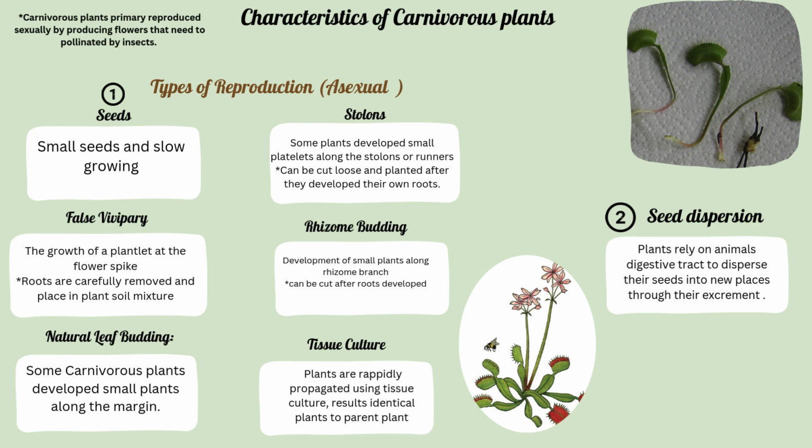Tissue culture. Plants are rapidly propagated. Using tissue culture results in plants identical to the parent plant. Seed dispersion. Plants rely on animals, whose digestive tracts disperse their seeds into new places through their excrement.